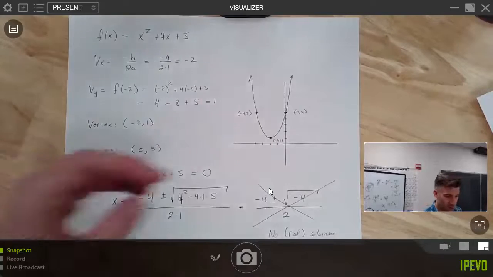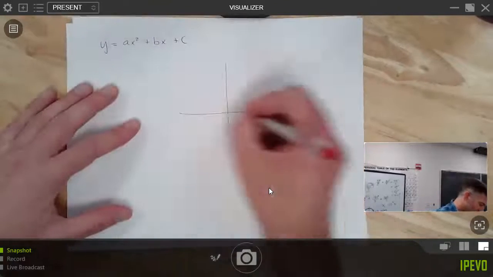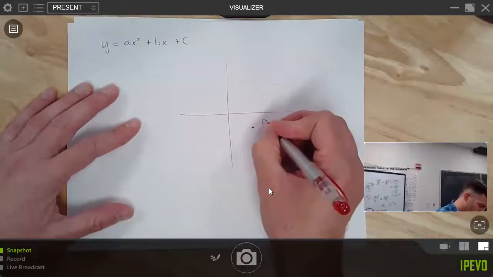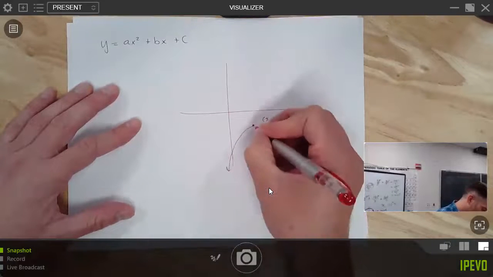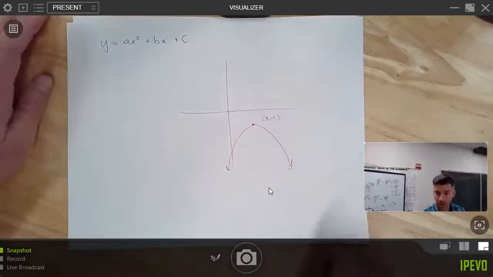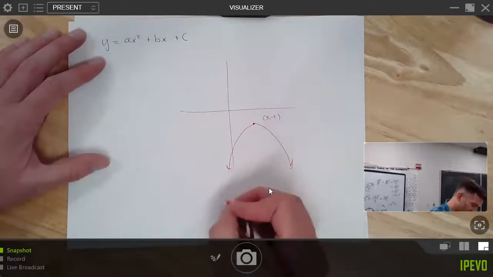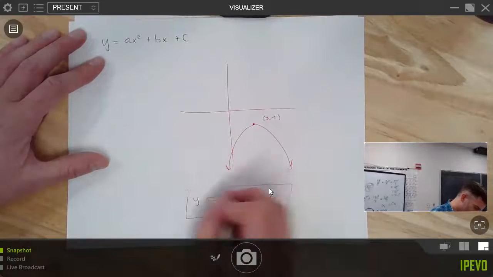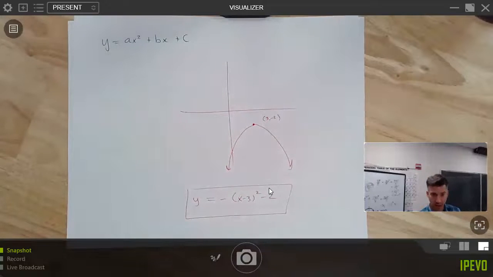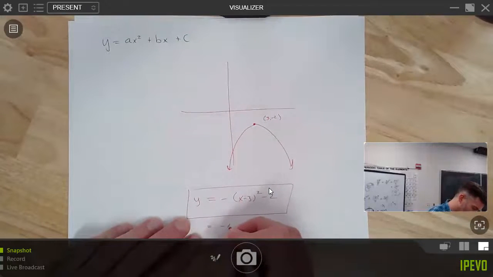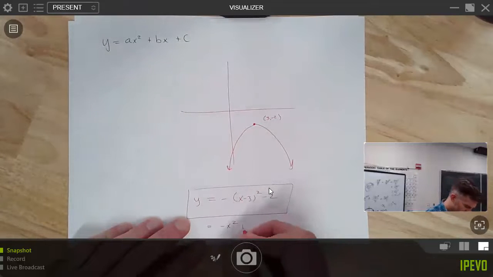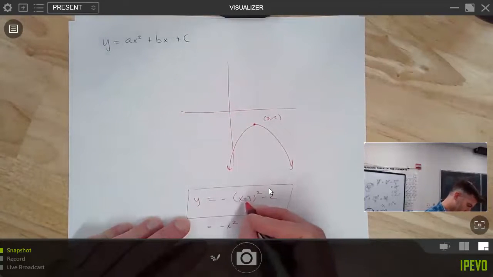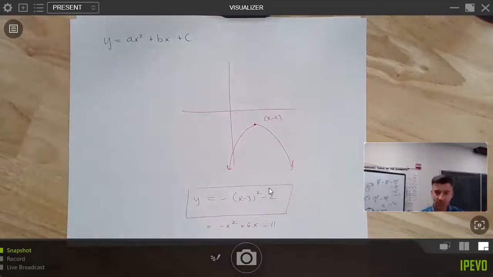Or your vertex could be below the x-axis, like at the point, I don't know, 3, -2, and open downwards. That would also be an example of something. Like this would be, I don't know, negative x minus 3 squared minus 2. That graph, which you could then multiply out, which would be negative x squared plus 6x minus 11. That graph would have no y-intercepts for the same sort of reason. Sorry, no x-intercepts. Apologies, you always get y-intercepts.